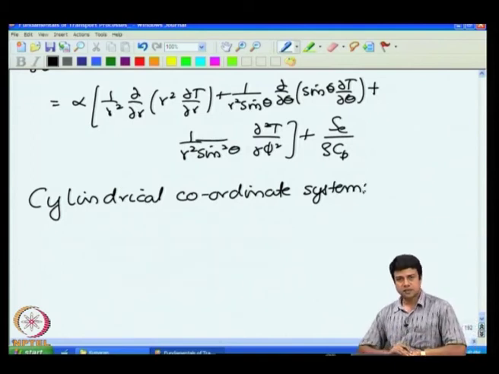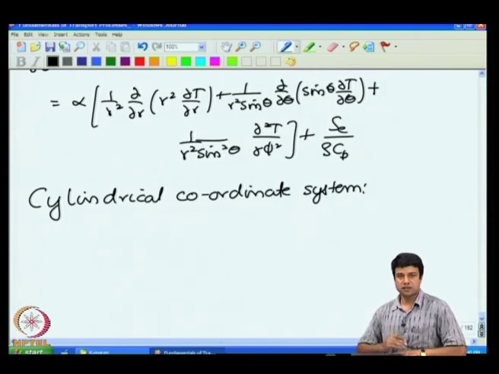One can do a similar thing in cylindrical coordinate system. I do not want to go into the details. I will just give you a brief overview of how one derives the balance equation in a cylindrical coordinate system, and I will give you the final result.